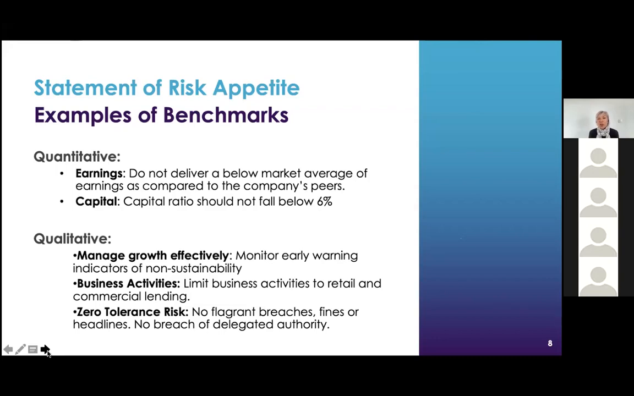The other one I see in the majority of risk or financial institutions is that they want zero tolerance risk. This means they want no flagrant breaches, fines, or headlines, and no breach of delegated authority. The key one here is fines. They don't want any regulator coming in and fining the institution because it did not adhere to something that the Bank of Ghana, the National Bank of Ghana, had dictated. They're saying you have to uphold all our regulations.